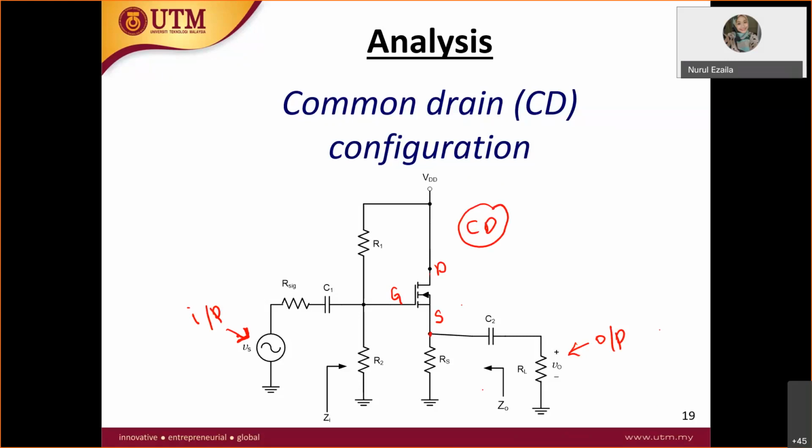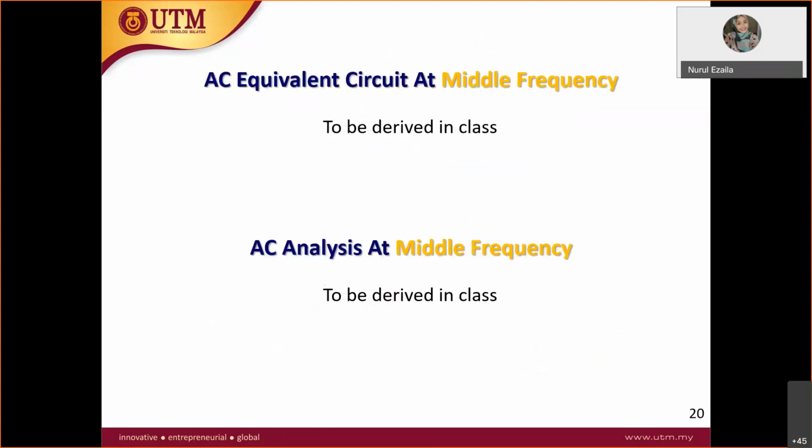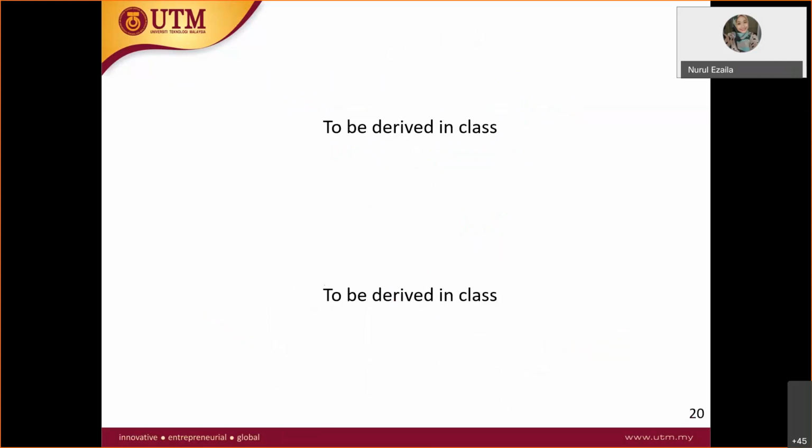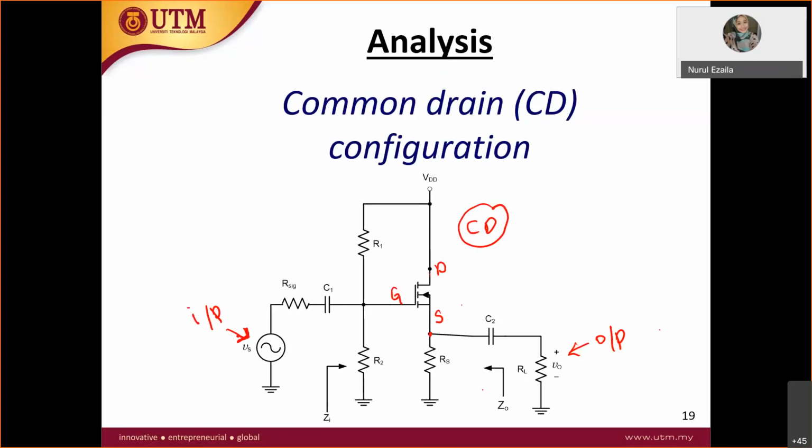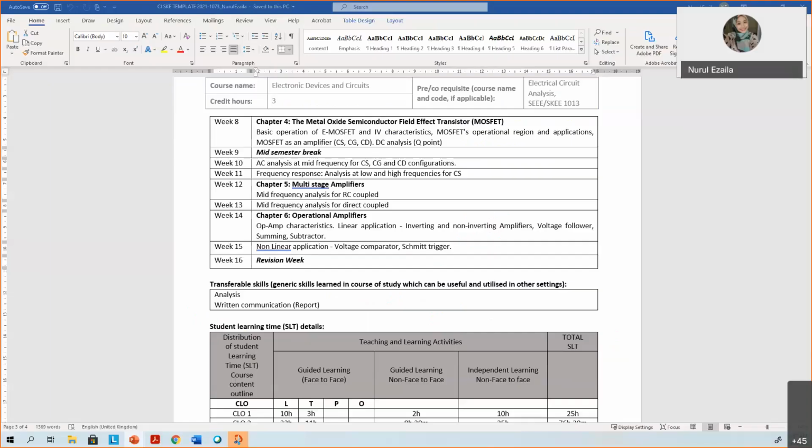Whether it is common source or common drain, for this case the input is at the gate, the output is at the source, and what's left is the drain. Therefore, this is common drain. So this one is to be derived in class, which is today. All right, give me some time to copy. Let's take a break, 5 minutes, before I copy this one.